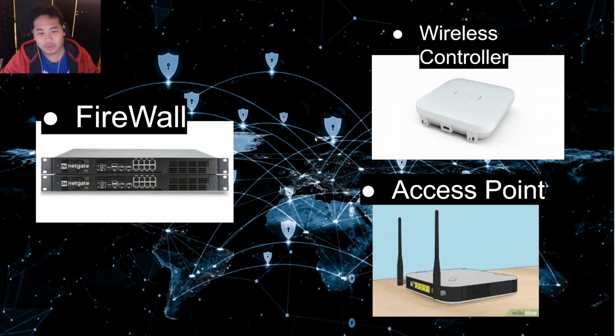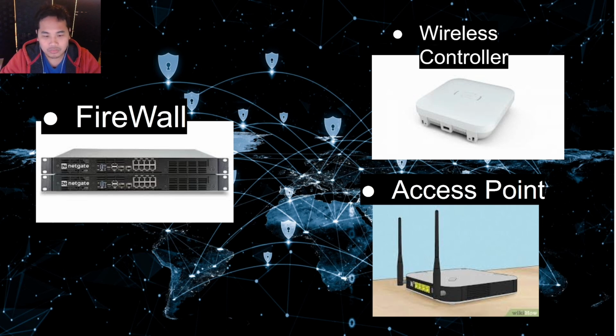Now we're going to talk about wireless controllers, access points, and firewalls. Three more critical devices. An access point bridges a wireless device to the wired network. It broadcasts a Wi-Fi signal that your phone and laptop connect to. An access point operates at layer 2 and forwards frames between wireless clients and the switches they plug into.